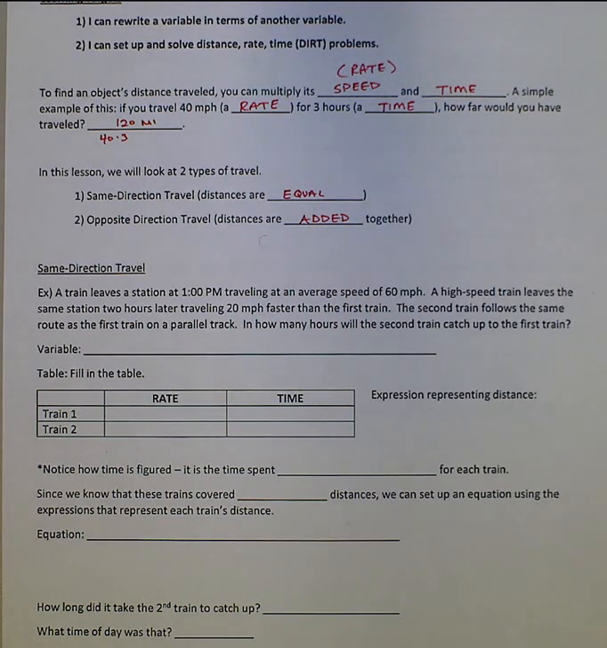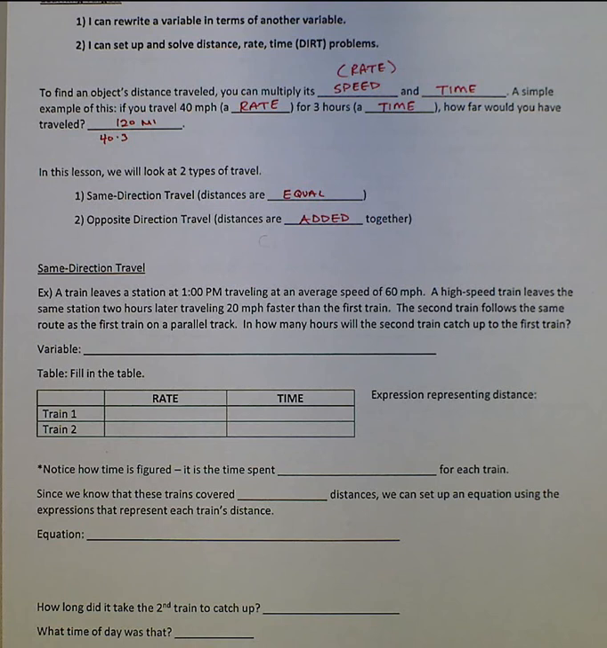Okay, let's look at a same direction travel problem. A train leaves the station at 1 p.m. traveling at an average speed of 60 miles per hour. A high-speed train leaves the same station 2 hours later, traveling 20 miles per hour faster than the first train. The second train follows the same route as the first train on a parallel track. In how many hours will the second train catch up to the first?